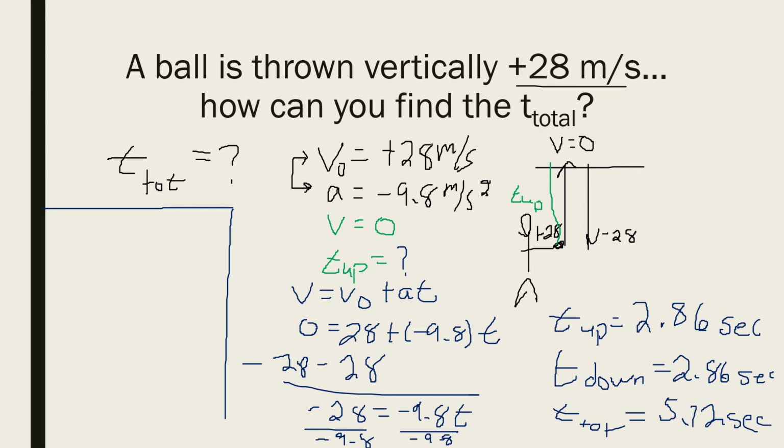I just want to show you another way because it's kind of what I want to do. I told you that the V0 and the A will stay the same. So I'm going to bring those two pieces of information here. But could I solve for t total directly?